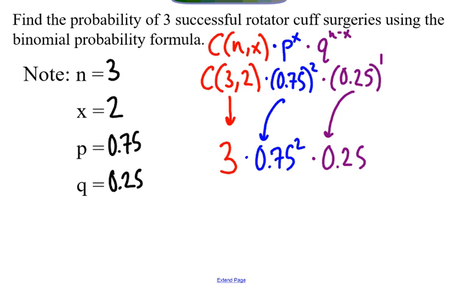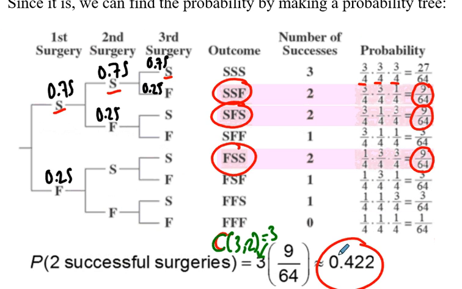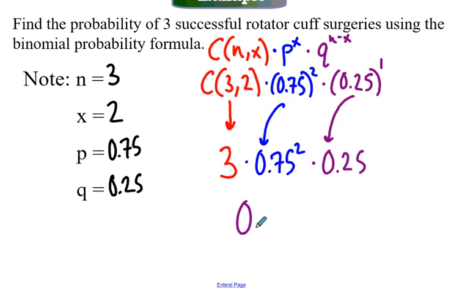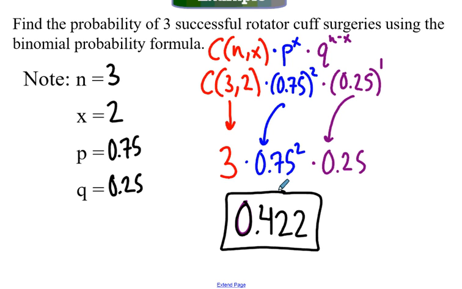And I grab a calculator and do it. You can type in 3 times 0.75 squared times 0.25. For sake of time, I'll tell you it is 0.422. You can trust me on that because the calculator is going to serve another purpose here in a second that I'll show you, because there's a built-in function for this formula. So it's going to be 0.422. Okay?